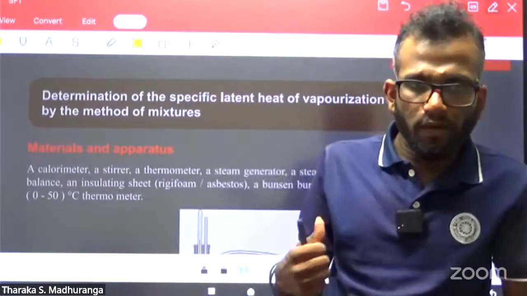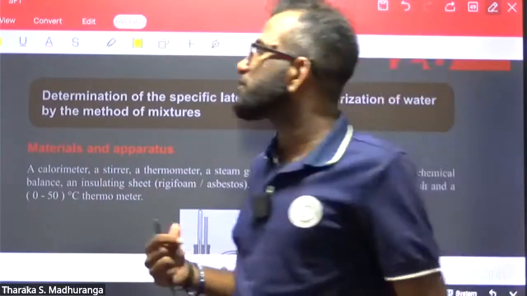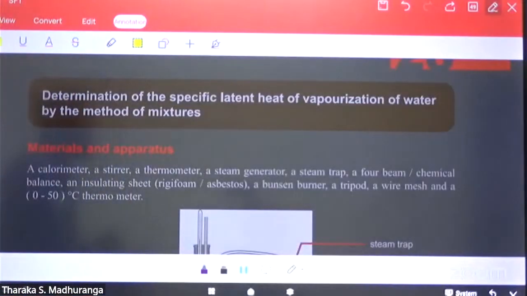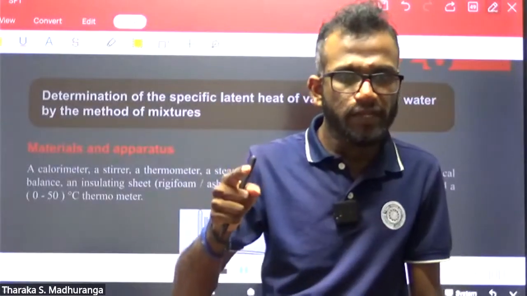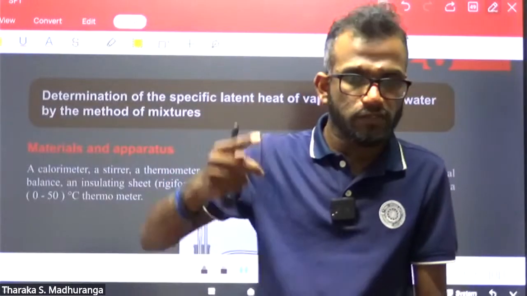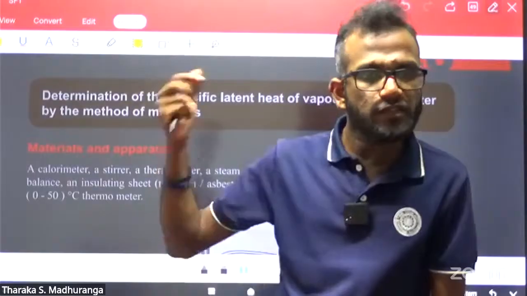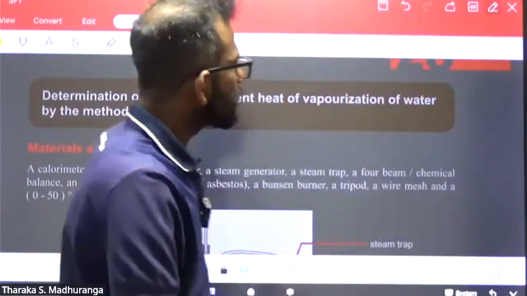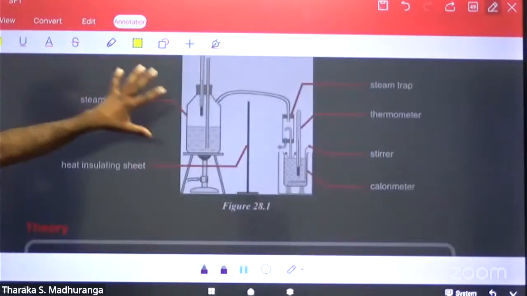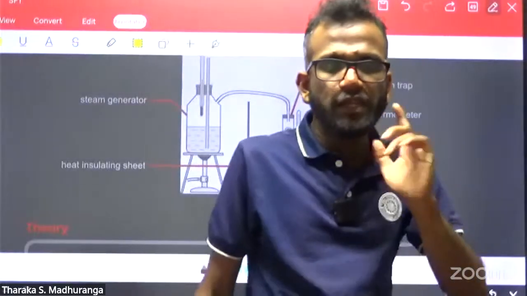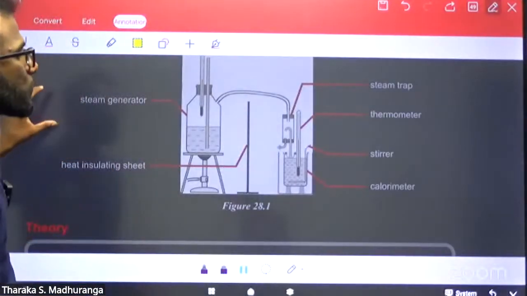Okay, let's move into our final experiment. Determination of the specific latent heat of vaporization. In our syllabus we mainly discuss the specific latent heat of two physical state changes: specific latent heat of melting and specific latent heat of vaporization. This is the second one. For this one, we need a special structure, a special experiment kit for this experiment.